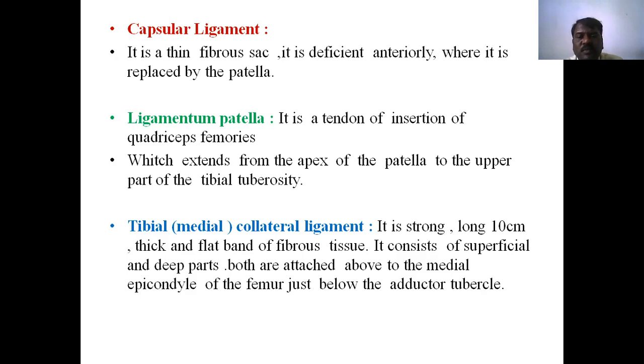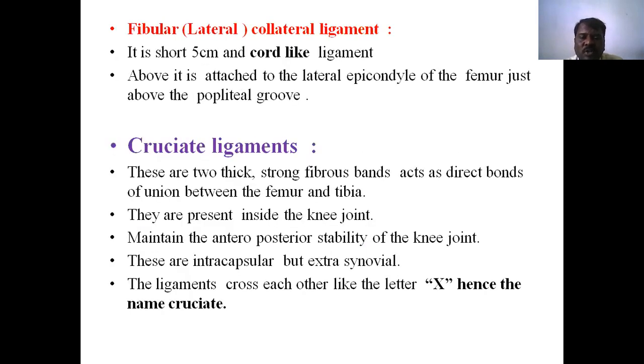And next is the fibular collateral ligament. It is short when compared to the medial collateral ligament. It is 5 centimeters in length, but it has a cord-like appearance. When you feel the medial and lateral collateral ligaments, they are cord-like ligaments. Above, it is attached to the lateral epicondyle of the femur, just above the popliteal groove.